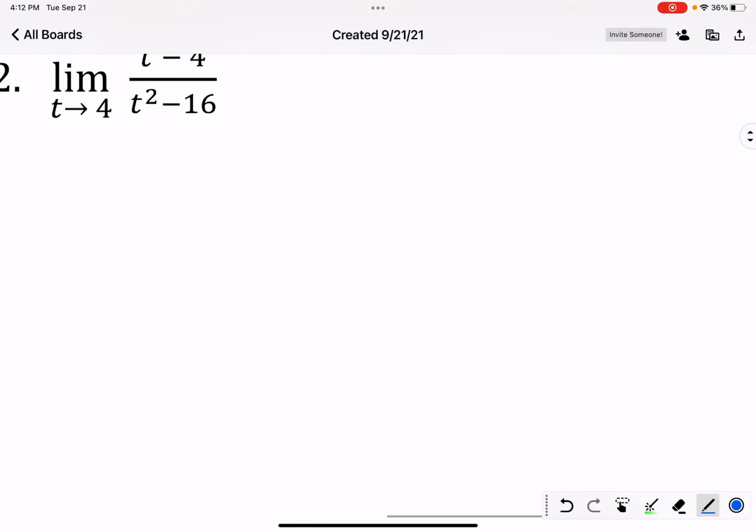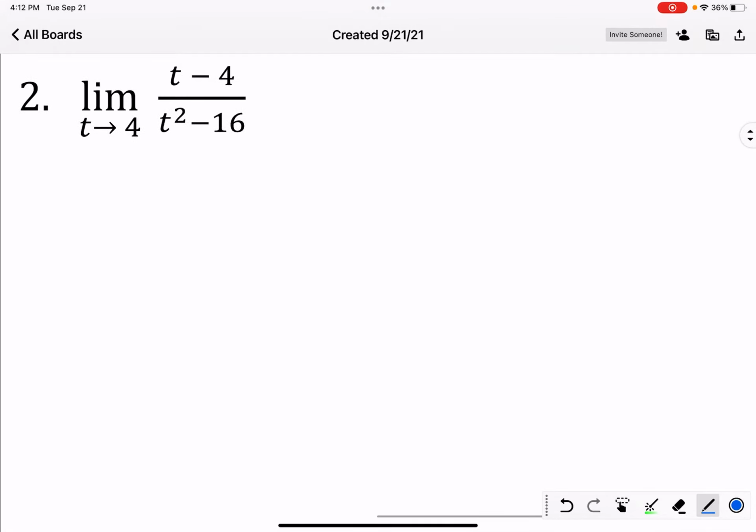Number 2, plug it in, see what happens. If I plug in 4, I'm going to end up with 0 at the top and then also 0 at the bottom. Indeterminate form. Okay, we don't know what this means, but it indicates to us as calc students that we have to do some factoring. So I'm going to write the limit as t approaches 4. The numerator, there's nothing to simplify.